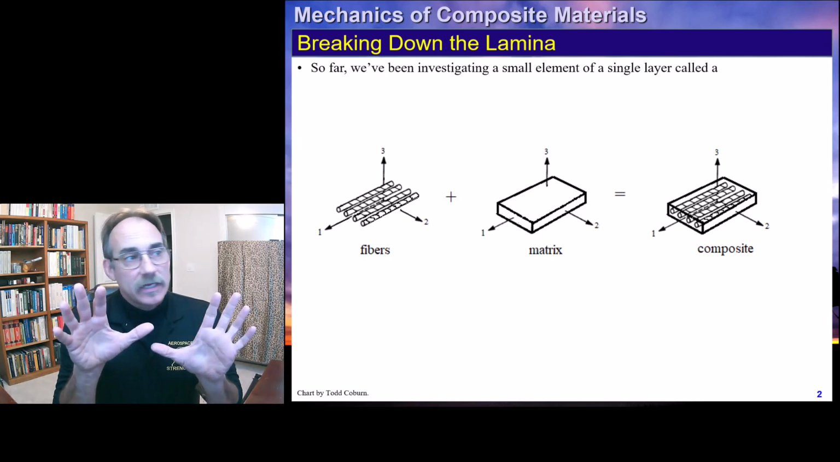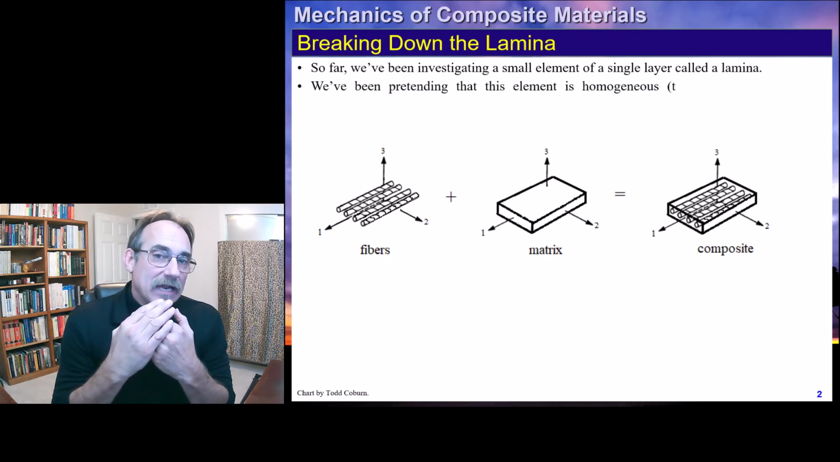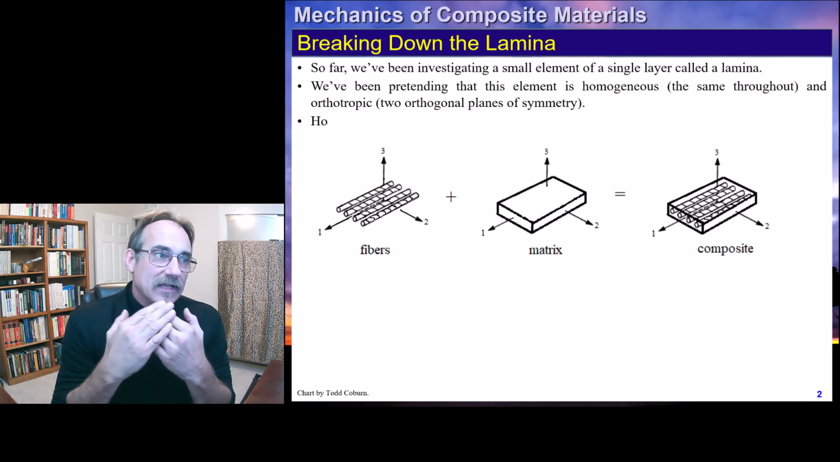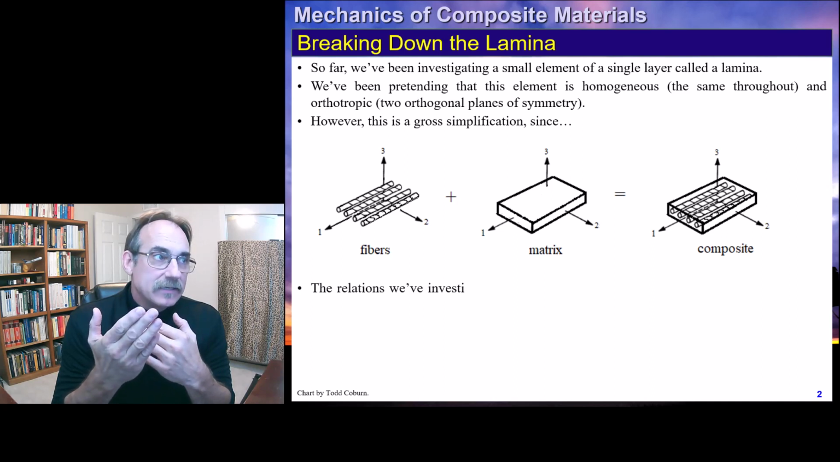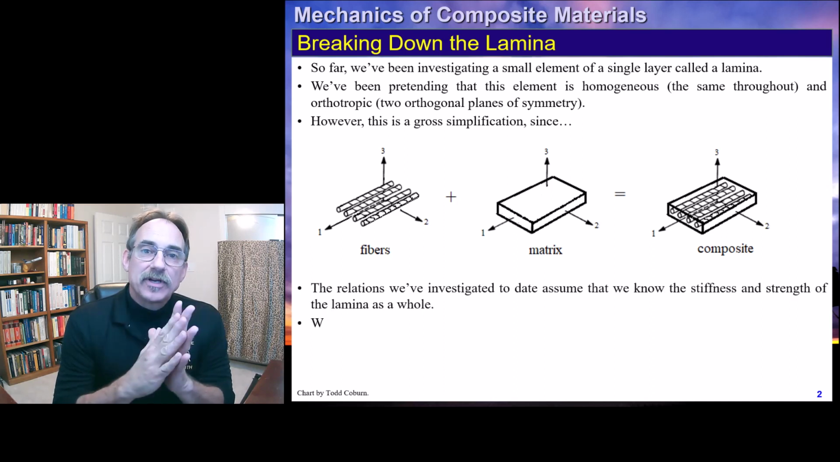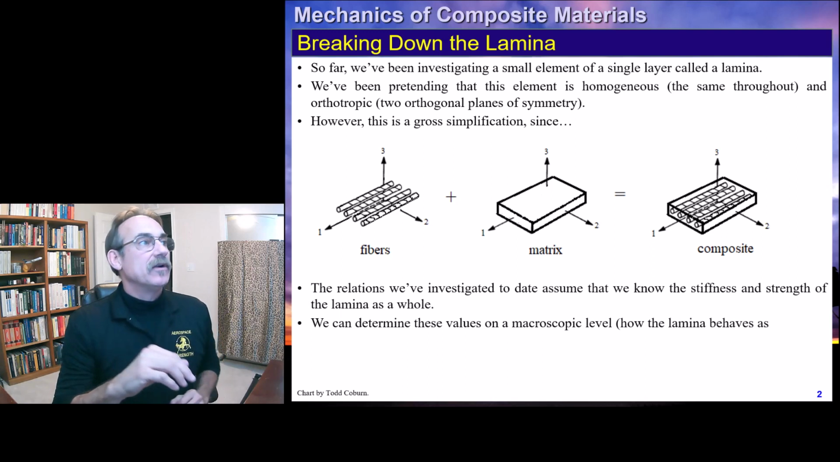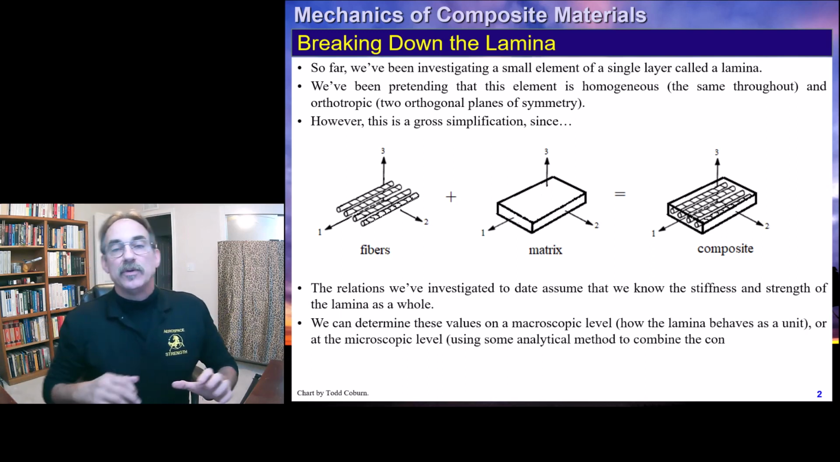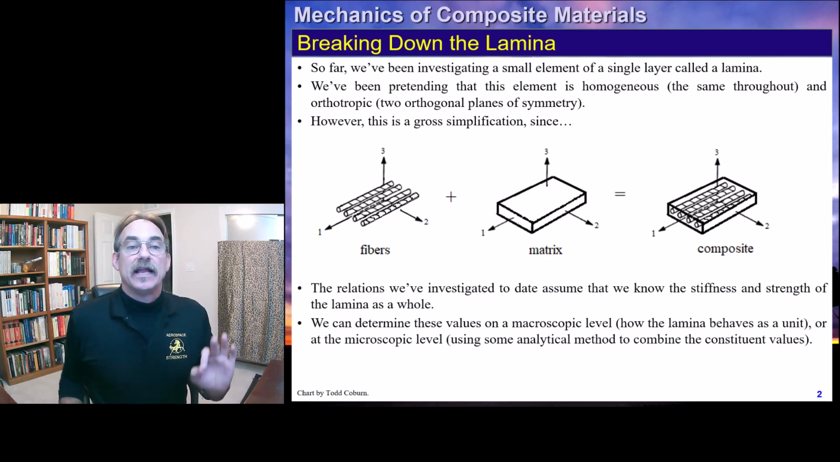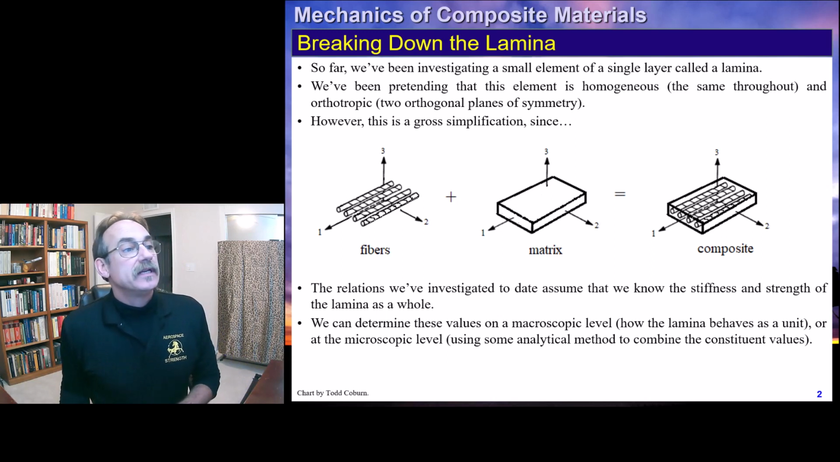So this is a little look at a typical fiber reinforced lamina. We have the lamina itself, as you see on the right, and then we have a matrix material and a fiber material. We're now going to look at how we can build this up by looking at the properties of each of those constituents.